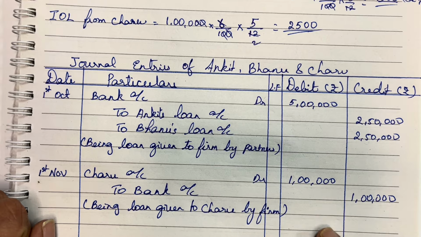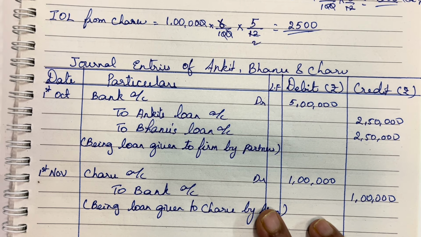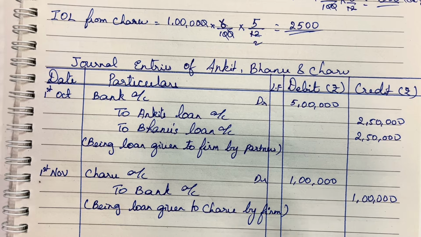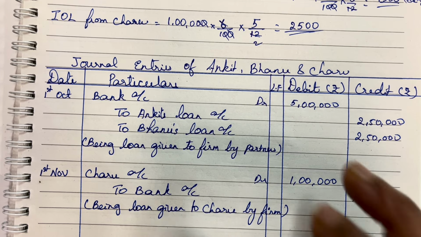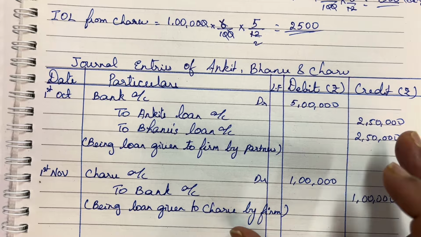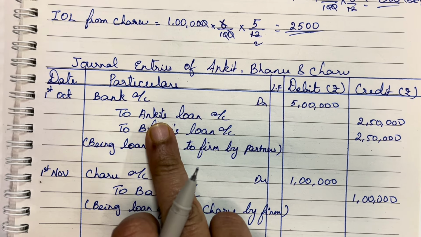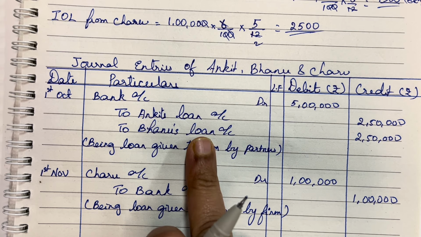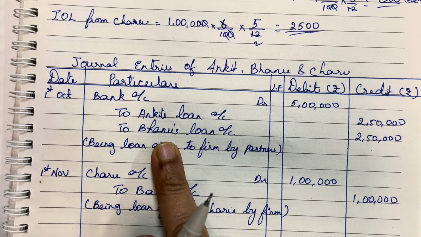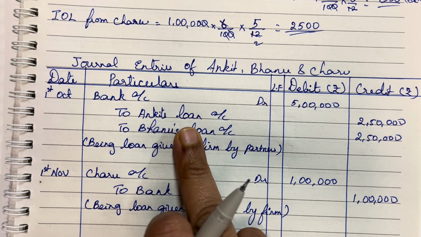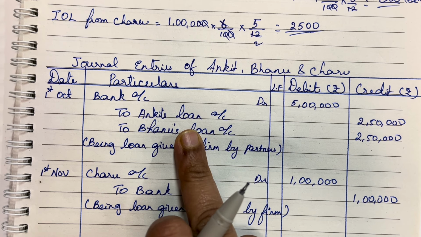Now we know that the interest on loan amount has not yet been paid. It's only going to be paid on 10th of April. So this amount cannot go into the bank account. This amount, Ankit's loan and Bhanu's loan, that the firm has to pay to these partners, will go into the loan account of the partners. It's not going to go into the bank account because this amount has not yet been paid.